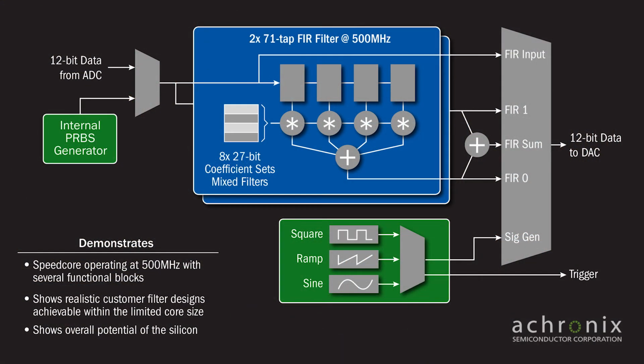In this demo design, we have implemented several built-in signal generators and 2 blocks of finite impulse response filters, which have selectable coefficients. We can forward the filter outputs to the D to A converter either individually or as a sum of the 2 filter outputs.